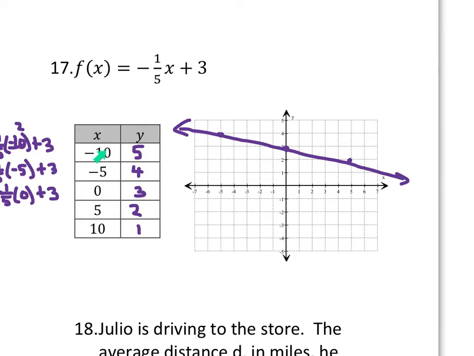So if I do negative 10, negative times a negative is a positive, and 10 divided by 5 is 2. 2 plus 3 is 5. Negative times a negative is a positive. 5 divided by 5 is 1, and 1 plus 3 is 4. 0, this whole thing will be 0, plus 3 is 3. 5 divided by a negative 5 is a negative 1, so 3 minus 1 is 2. 10 divided by negative 5 is negative 2, so 3 minus 2 is 1. Same points, you graph them.